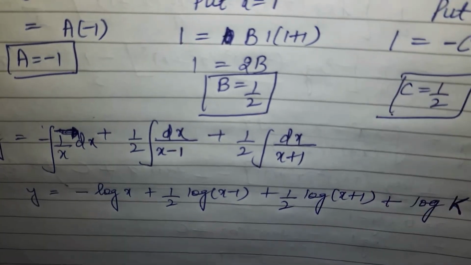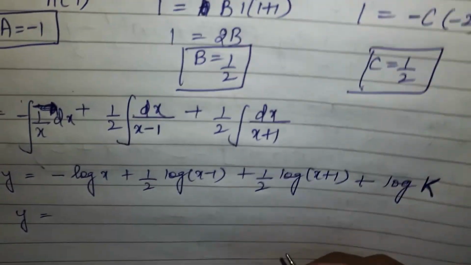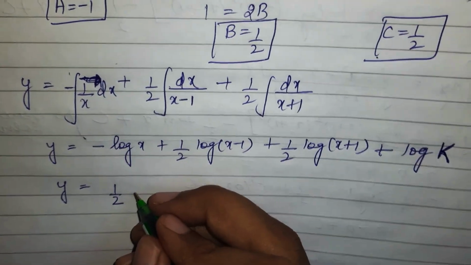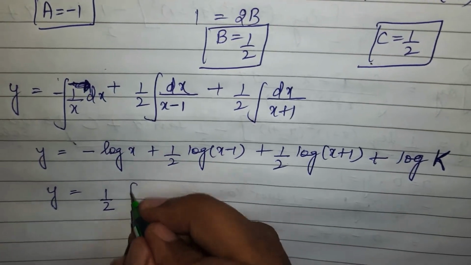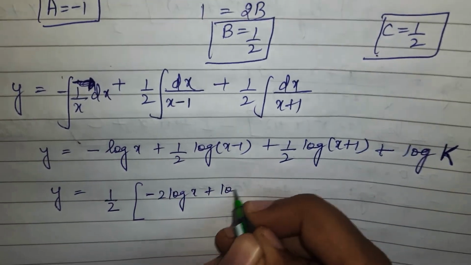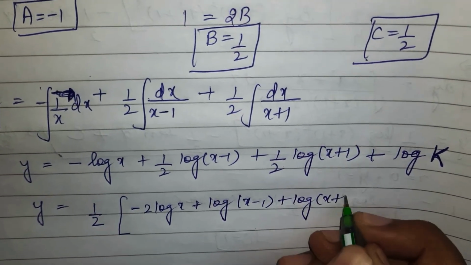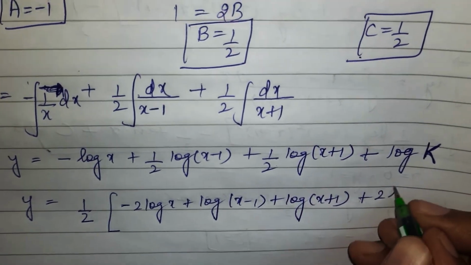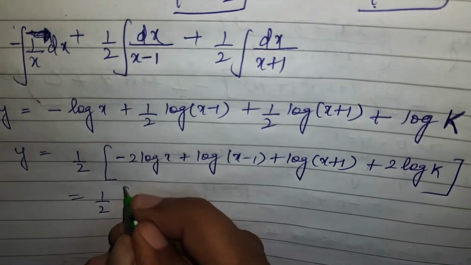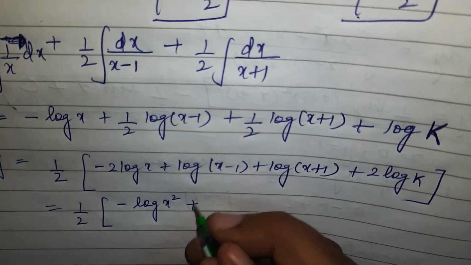Okay, so now what we need to do, firstly y is equivalent to, if I take 1 by 2 as LCM, what I will be getting is minus 2 log x plus log of x minus 1 plus log of x plus 1 plus twice of log k. So now what you need to do, 1 by 2 and this will become minus log x square, and this is log mn.